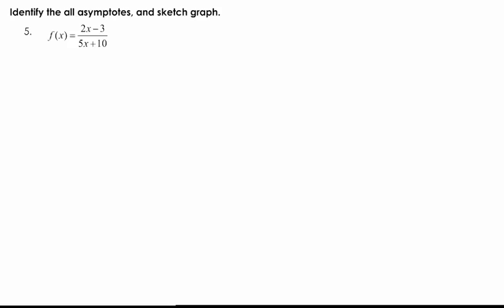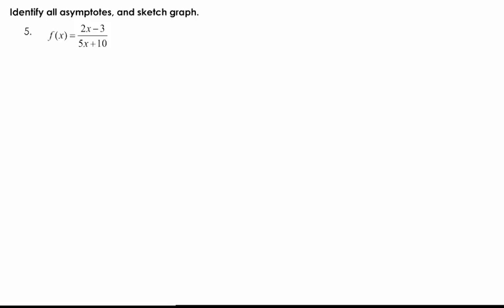So this is the Pre-Calculus Math 1140 worksheet for rational functions and graphing, and we're looking at question number 5. It's asking us to identify all asymptotes and sketch the graph. We're given f of x is equal to (2x - 3) divided by (5x + 10).